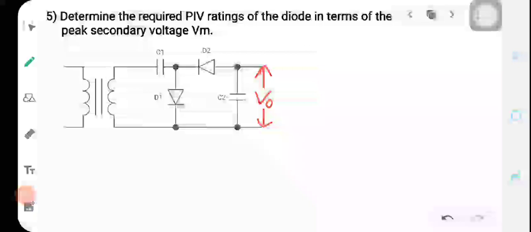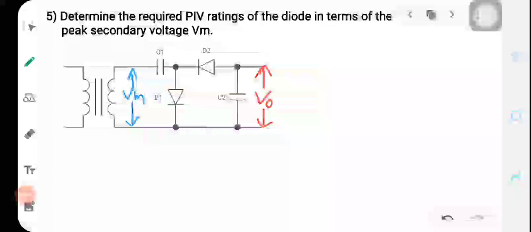To find the peak inverse value of the diodes, we have to measure the voltage across the diode when it is reverse biased. For any circuit, to find the peak inverse voltage means to find the voltage which appears across the reverse biased diodes. So here we are given the secondary voltage as Vm. Secondary of the transformer is Vm.